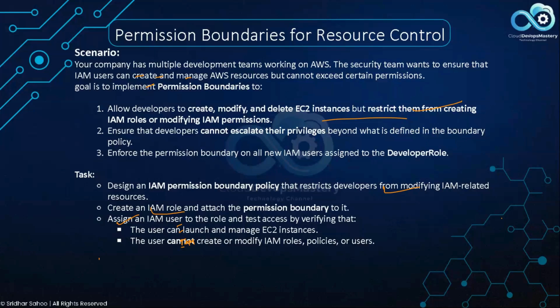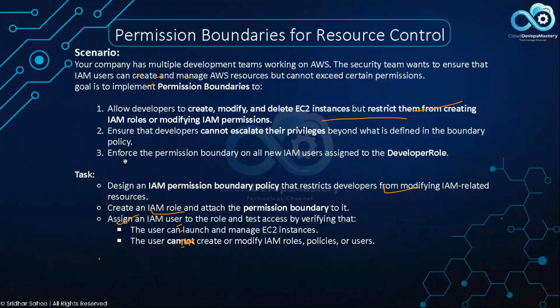Let's say your company has multiple development teams working on AWS. The security team wants to ensure that IAM users can create and manage AWS resources but cannot exceed certain permissions. So the goal is to implement permission boundaries. What is the requirement? Allow developers to create, modify, and delete EC2 instances, but restrict them from creating IAM roles and modifying IAM permissions. This is how we are going to perform in the lab. And ensure that developers cannot escalate their privilege beyond what is defined in the boundary policy.